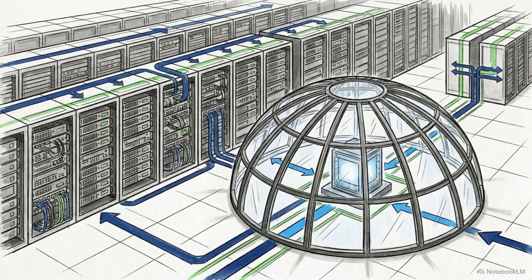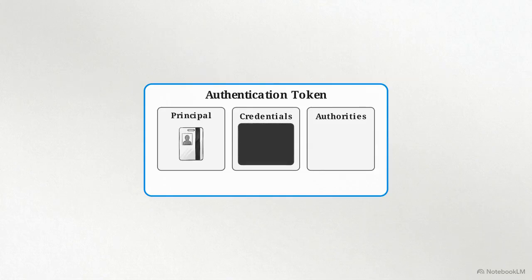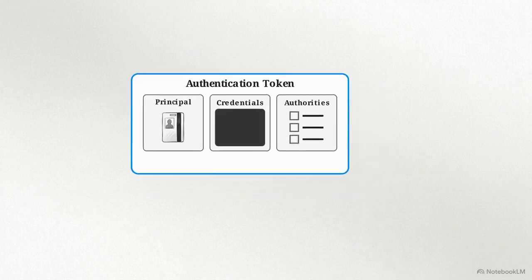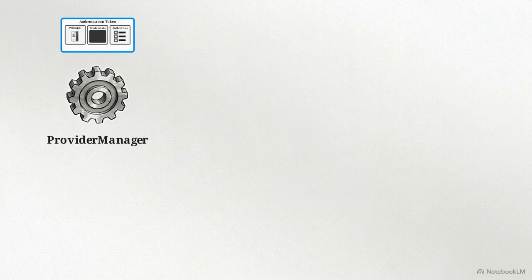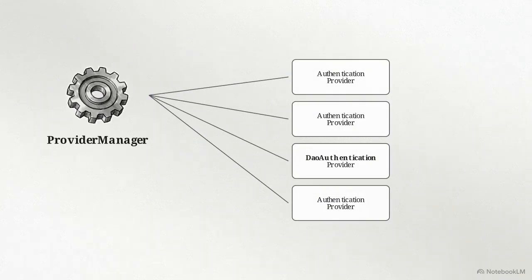touches your business logic. To verify credentials, the token structure splits into 3 fields. First is the principal, the unique user identifier. Next are the credentials, which are typically nullified post-authentication to prevent theft. Third are the authorities, mapping out explicit action permissions. The filter submits this unpopulated token to the provider manager.